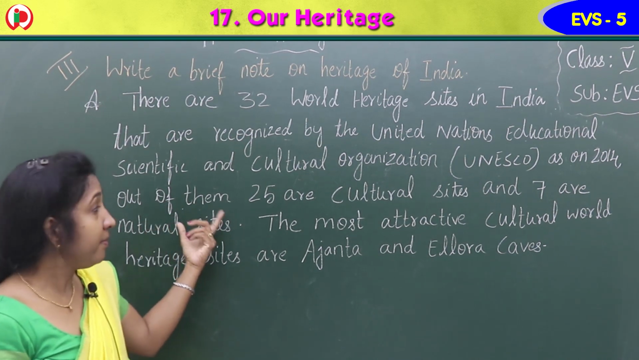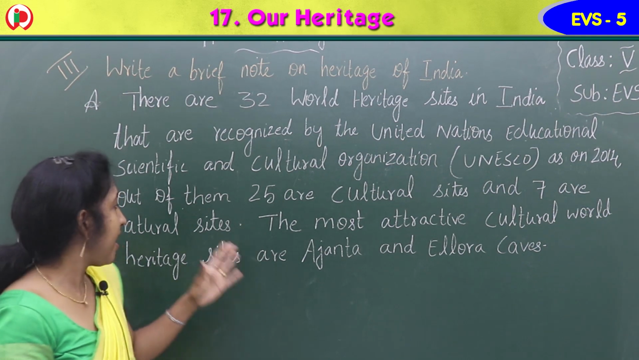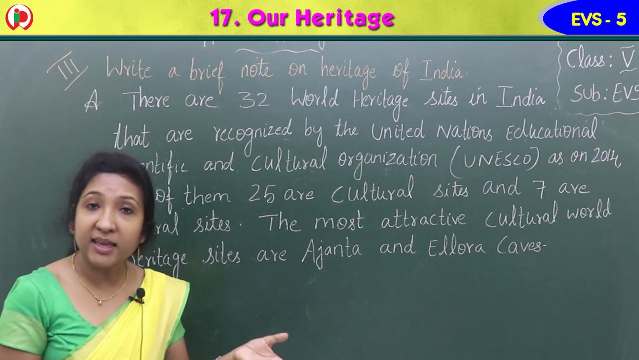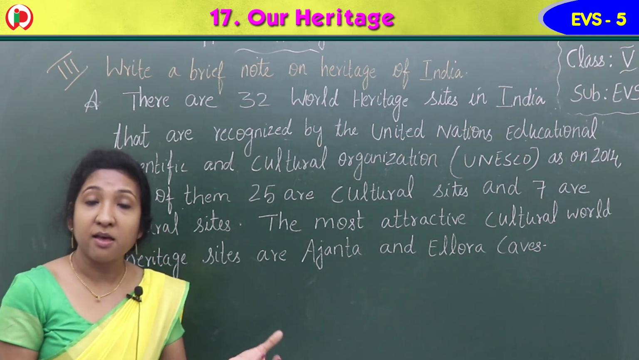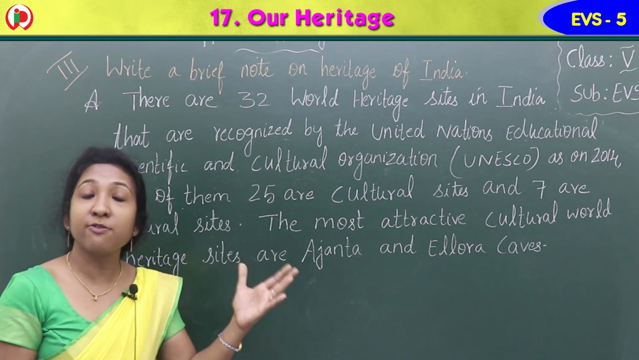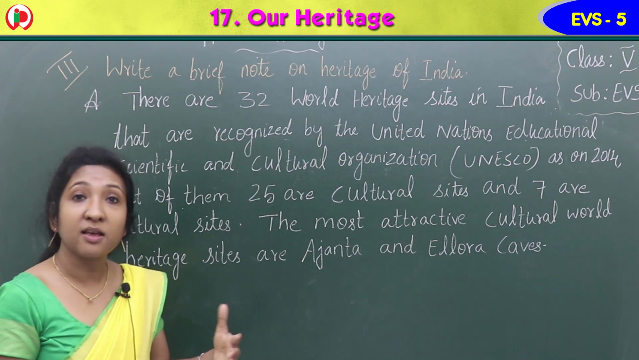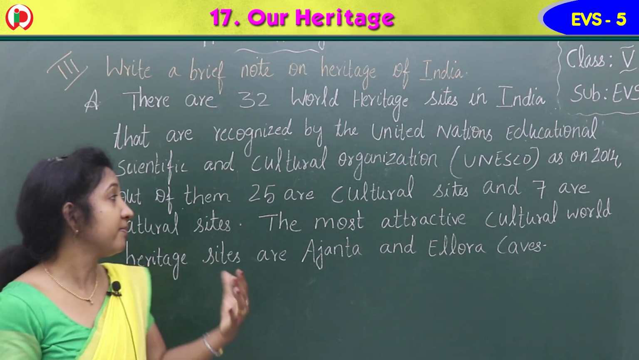Out of them, 25 are cultural sites and 7 are natural sites. Cultural sites are man-made things, man-made monuments, buildings, architecture in different phases of civilization. And natural sites means that are gifts of nature.